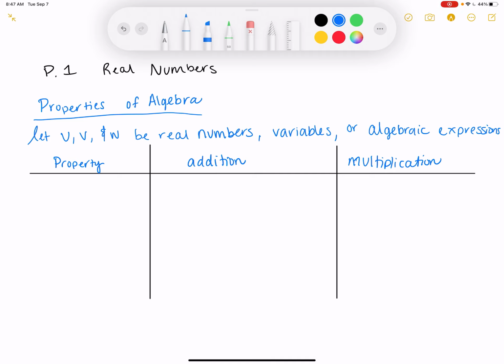All right, so I'll list off the property and then I'll do it for addition and then for multiplication. So let's see. Commutative. U plus V is equal to V plus U. U times V is equal to V times U.